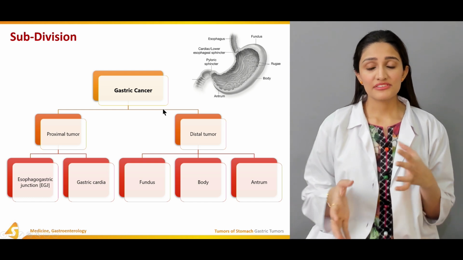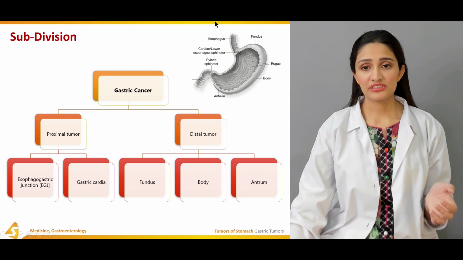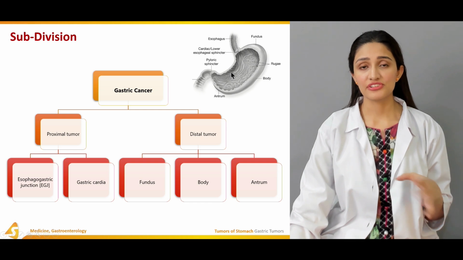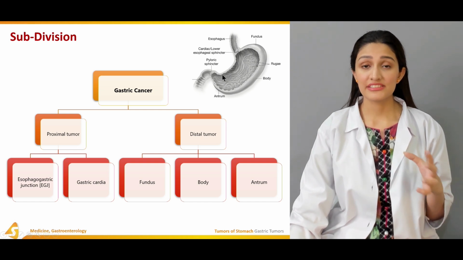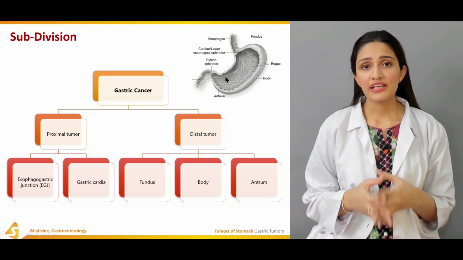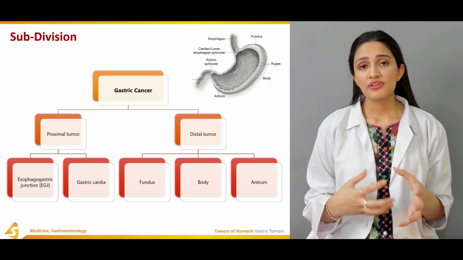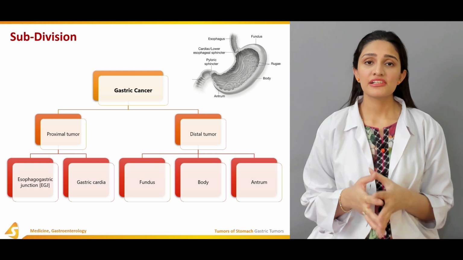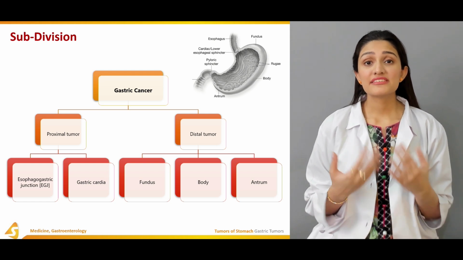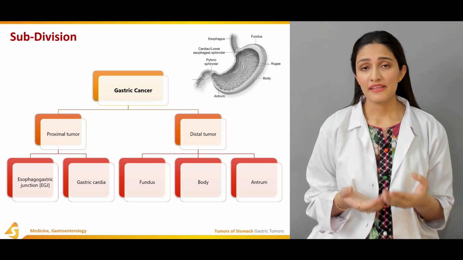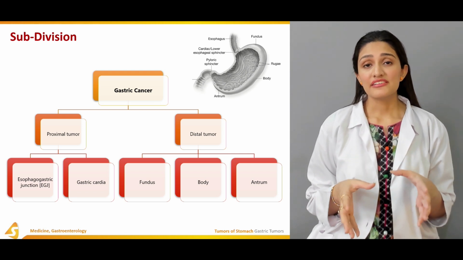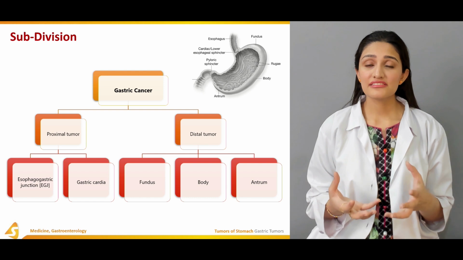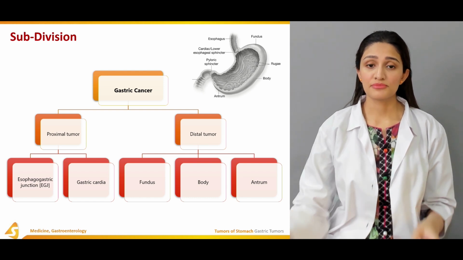So gastric cancer is divided into two types, the proximal part, which includes two sites, the esophagogastric junction and the cardia, and then the more distal part, which is divided into three. If we talk about Helicobacter pylori infection, it is more associated with proximal tumors. As there is a decline of Helicobacter pylori infection these days, there is a decline of proximal tumors in this age. Other than that, there is an increase in distal tumors as compared to proximal tumors.